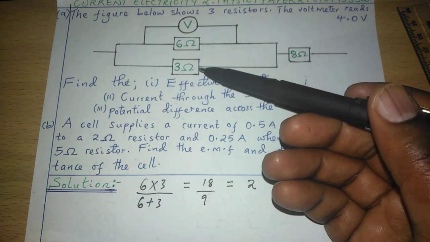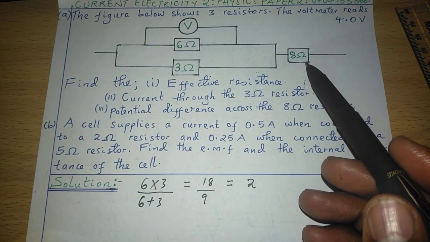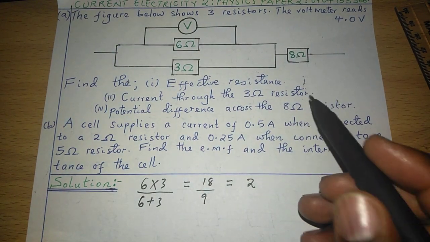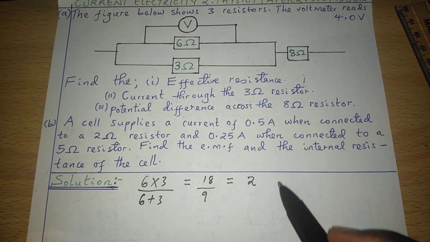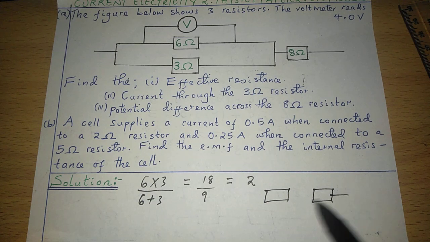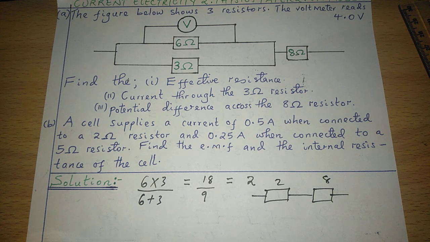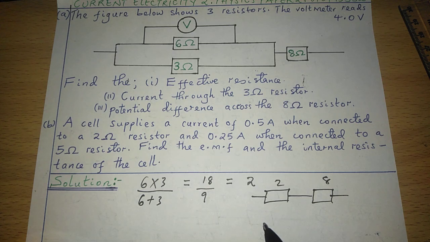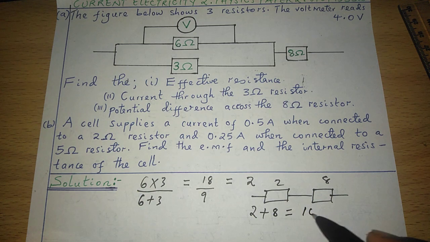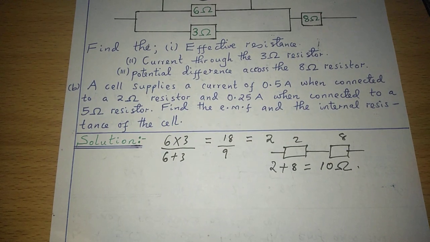Now, the 2 ohm resistor which has replaced 6 and 3 becomes in series with the 8 ohm resistor, such that now, for us to get the effective resistance, we have to consider a 2 ohm resistor and an 8 ohm resistor in series. When we are getting effective resistance for resistors in series, we just add them directly. So we have 2 plus 8, and this gives us 10 ohms. Therefore 10 ohms is the effective resistance in this connection.